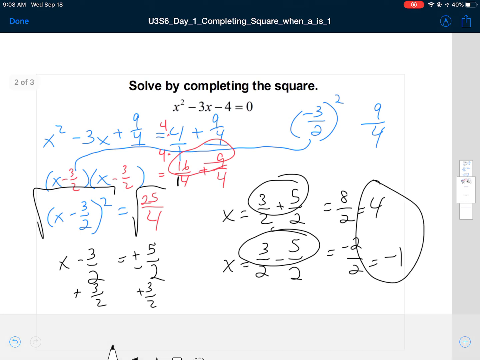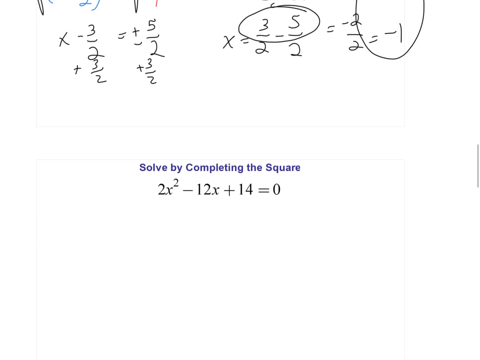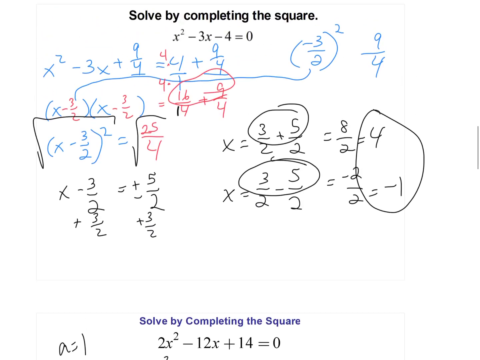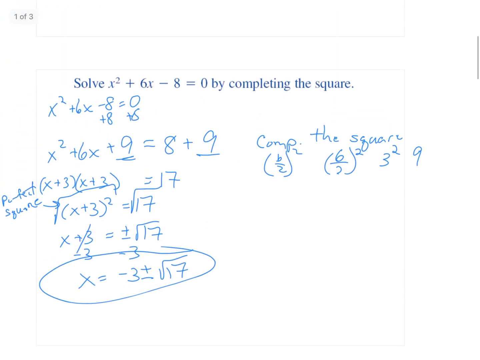So there you go. That is solving by completing the square. This is something we'll take care of tomorrow. But remember I said that A has to be 1. I'm going to ask you tomorrow in class, what happens if A is not 1, if A is 2? So that's completing the square, or solving a quadratic by completing the square.